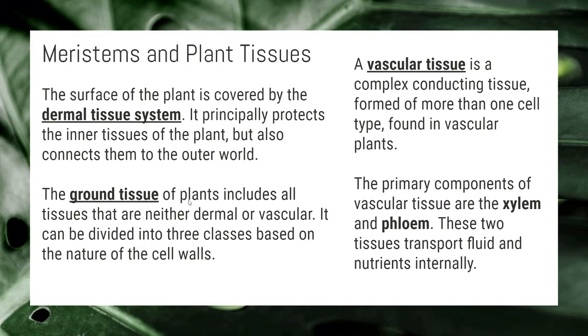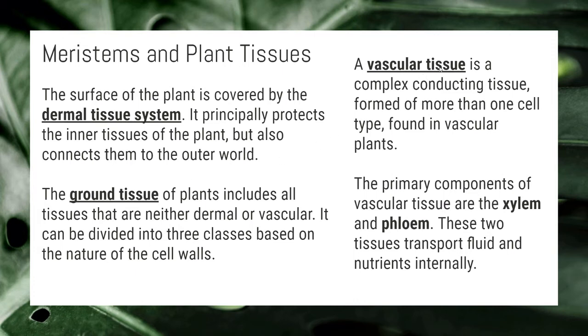The ground tissue of plants includes all the tissues that are not dermal and not vascular. So everything that's not dermal or vascular is part of the ground tissue system, which can be divided into further different types of tissues. Now, vascular tissues, this could be the rest of our body if we compare it with animal bodies.